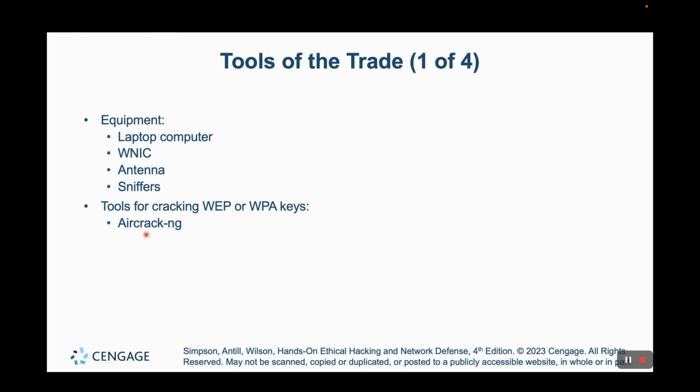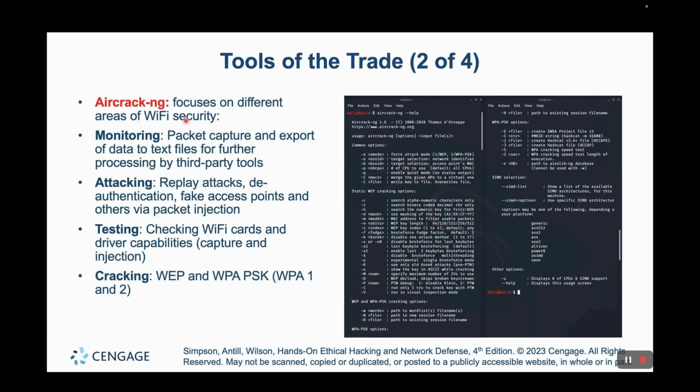For example, Aircrack-ng. Now, Aircrack-ng focuses on different areas of Wi-Fi security. And if you go into Kali Linux and you type help, you see a lot of common options you could use, you know. And what does it do related to Wi-Fi security? It does monitoring because it can capture packets and export them to files, so they can be used by third parties for analysis purposes.